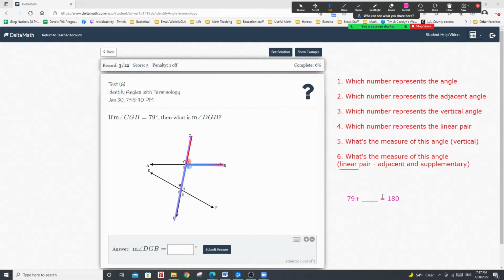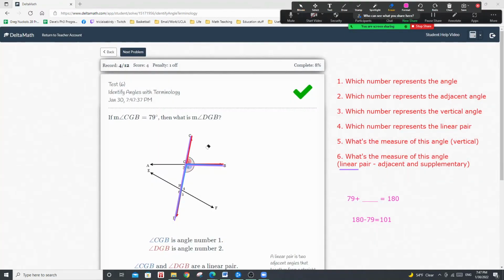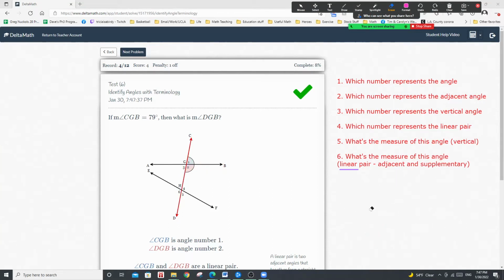In this case, we subtract 79 from 180 to get our answer, because if two numbers add up to 180, we can subtract one of them to find the other one, and if we subtract it, we get 101. So I'm going to enter in 101, and that'll be my answer. There we go. So that is a case where they form a linear pair, okay? Let's continue.